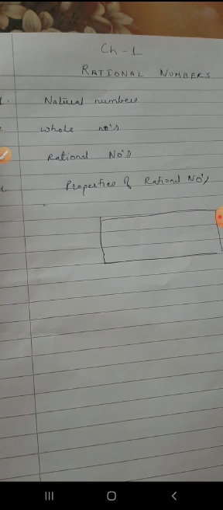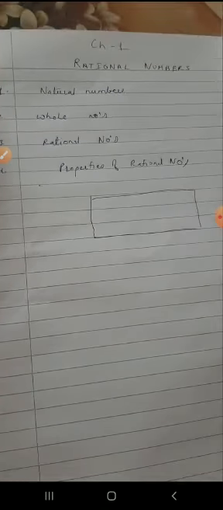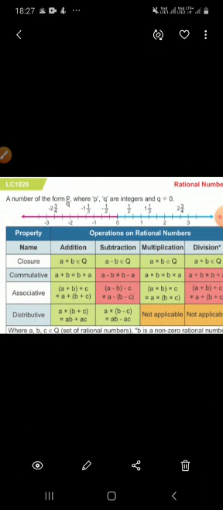Number 3 will be rational numbers. So definition of rational numbers, it is in the format P upon Q, where Q is not equal to 0. And the properties of rational numbers in the tabular form you are going to represent, as we have shown it here. This table is required. So this is your home task for today.